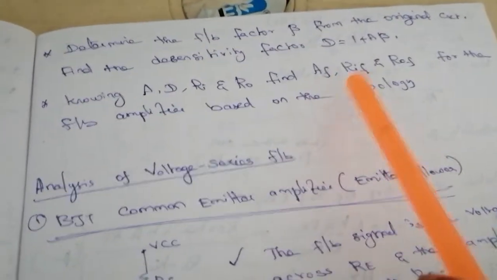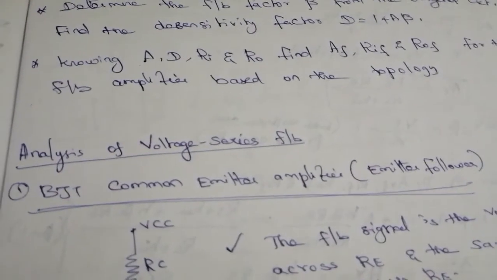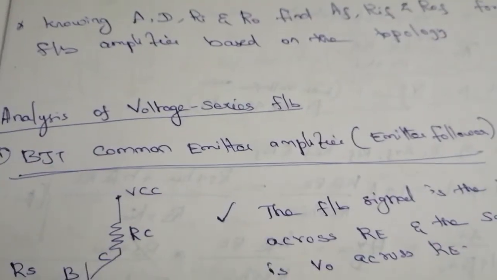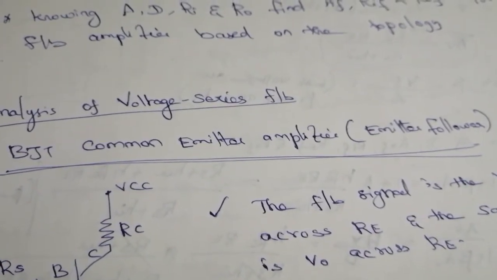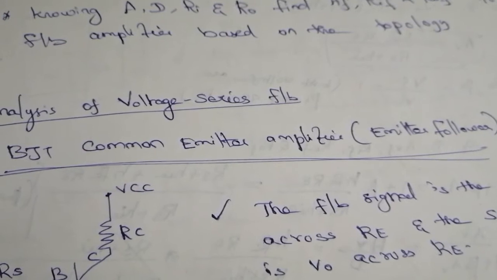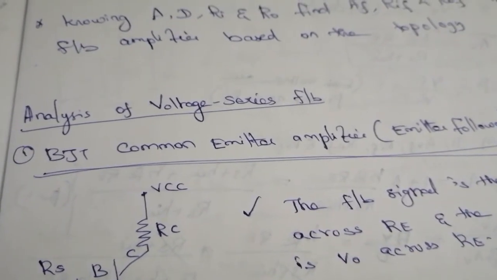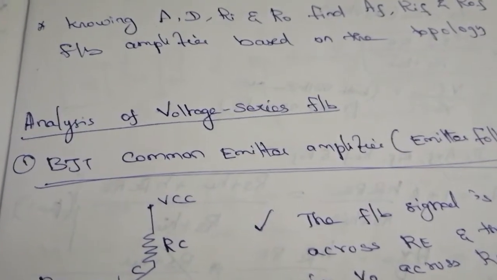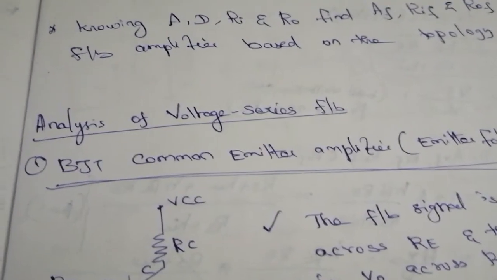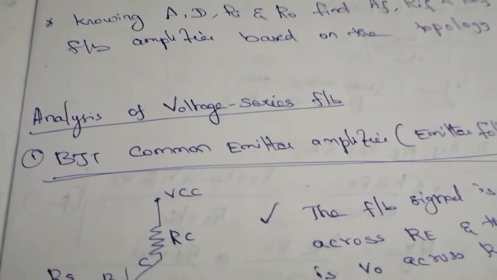So these are the procedure for finding the analysis of feedback amplifiers, that is feedback topology. So first step, identify the topology. For that we have to consider the input circuit for finding the mixing network, and consider the output circuit for finding the sampling network, right?